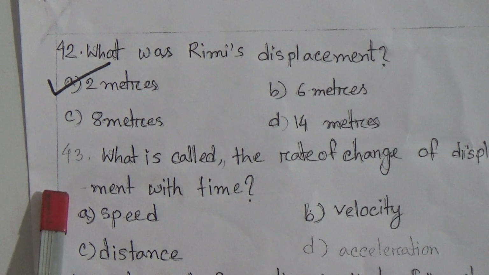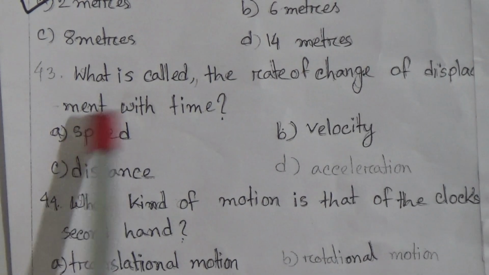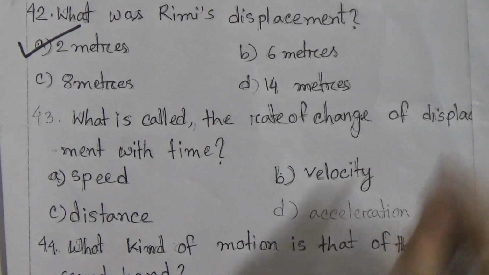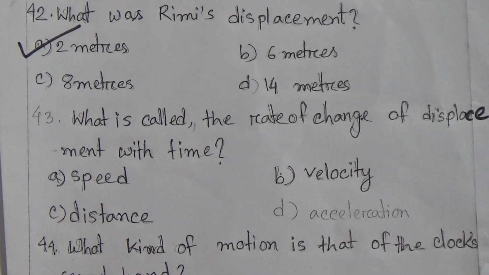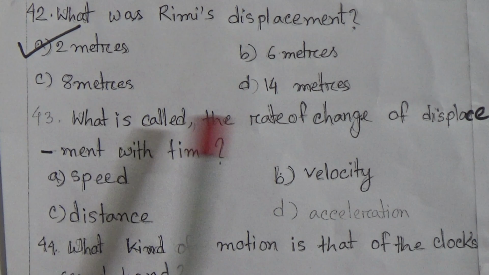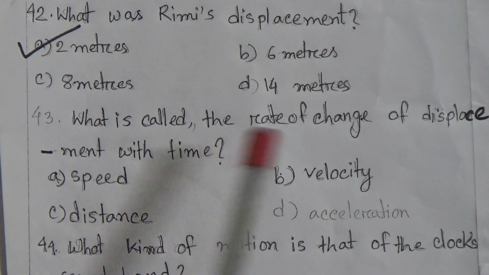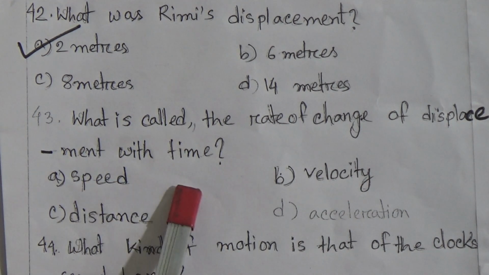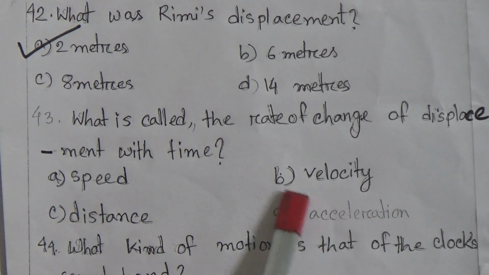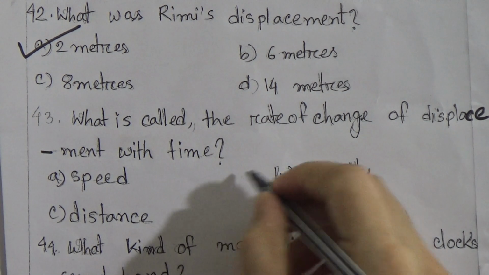Now next question, question number 43. What is called the rate of change of displacement with time? Dear students, we know the rate of change of displacement with time is called velocity. That means our correct answer is option B, velocity.